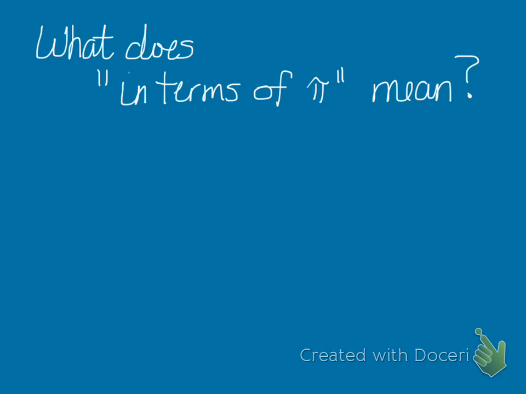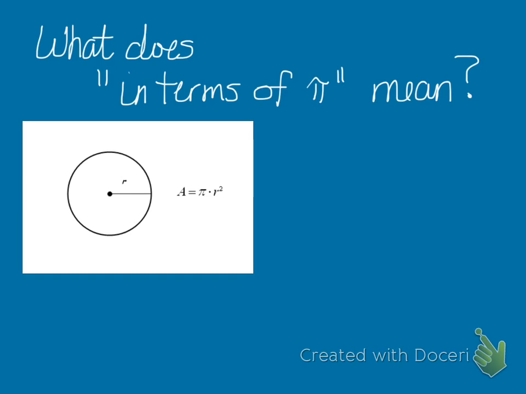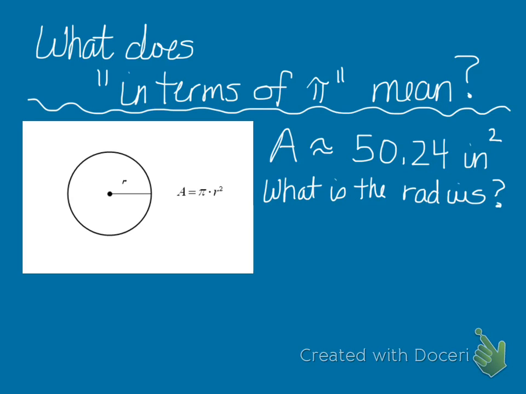Okay, so in a minute we're going to do some examples, and in these examples you're going to be asked to leave your answer in terms of pi. So what does in terms of pi mean? Okay, so if we have a circle here and its area is pi r squared, and if I told you that the area of that circle is 50.24 inches squared, or approximately 50.24 inches squared, and asked what is the radius, how would you figure that out? Okay, so I want to pause and do that calculation now and see if you can figure out what is the radius of that circle.